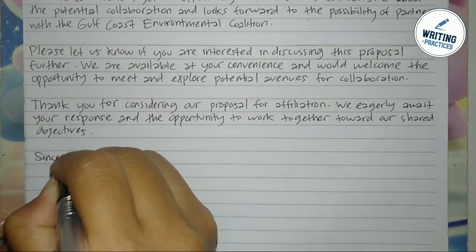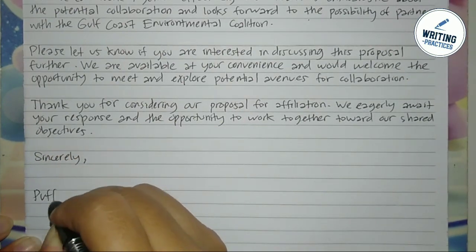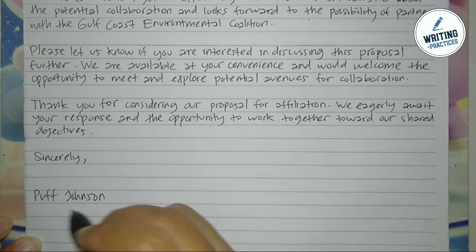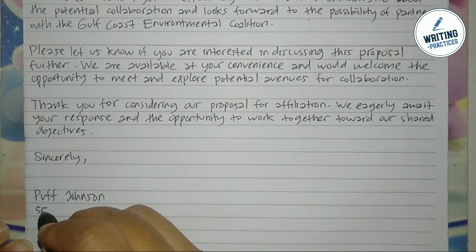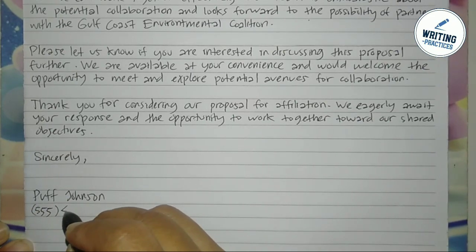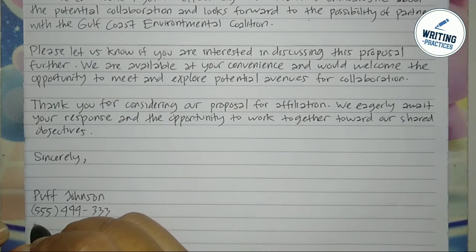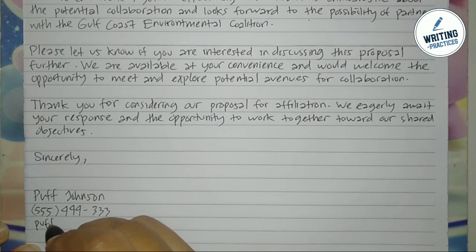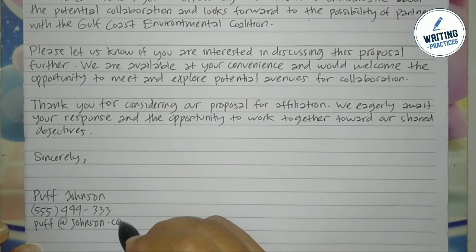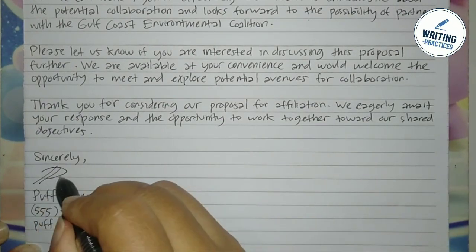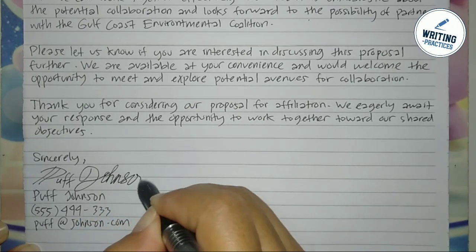Finally, the closing and sender's signature part. Here, you can close the letter politely and include the sender's signature. In the provided letter, this is, "Sincerely, Puff Johnson, Executive Director, Bayou Conservation Alliance." You can also add your contact information like phone number and email address. The recipient will need them to contact you immediately about this proposal. So, that's how you write an affiliation letter step by step.